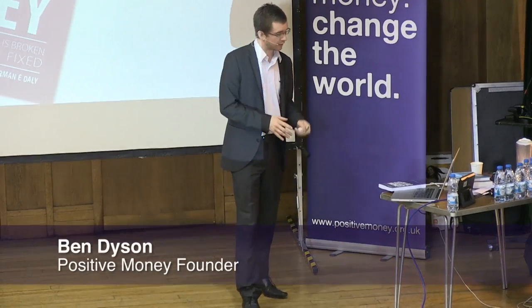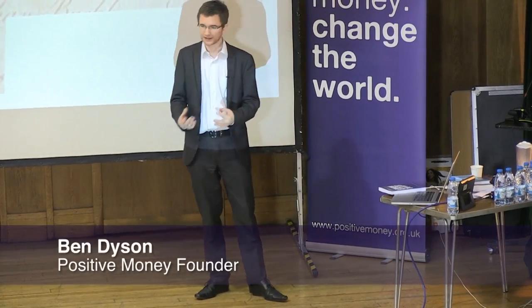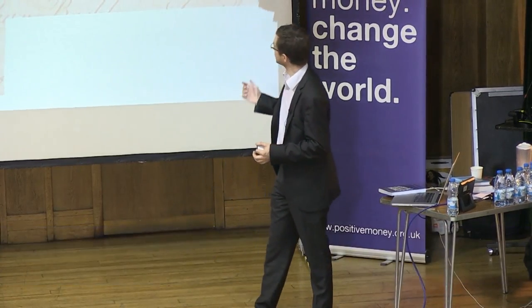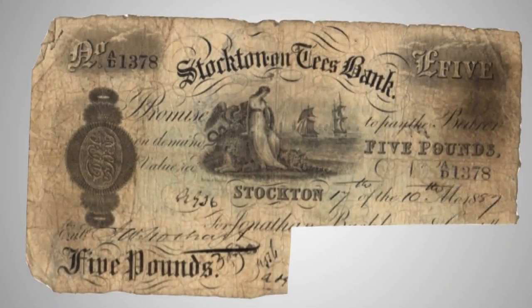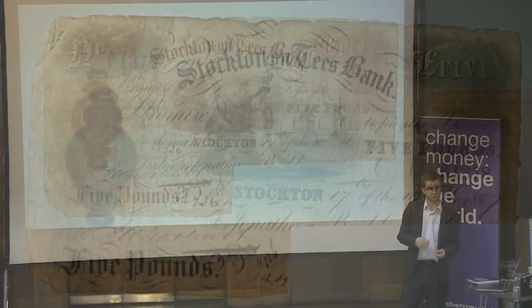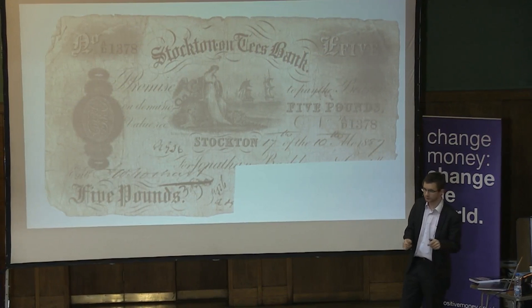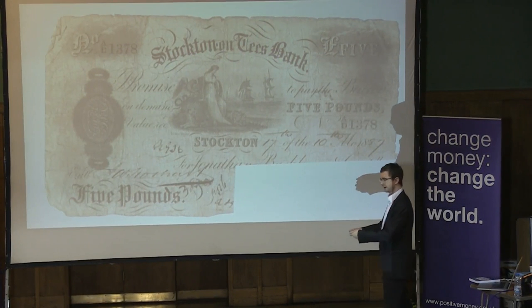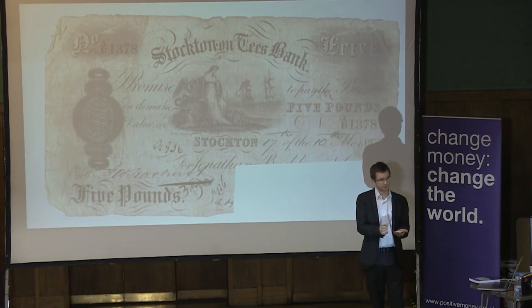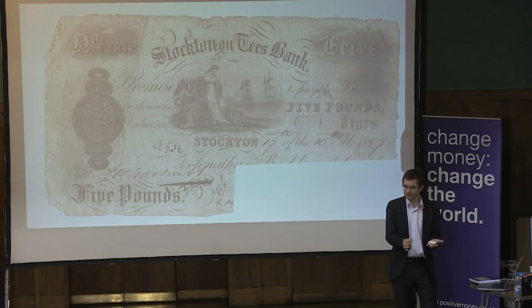So let's start at the beginning. Back in the 1800s through to the 1840s, banks at that time actually had the ability to create money. And the way they did this was through printing pieces of paper. When you put your coins into the bank, they give you a receipt. And that receipt would say you've deposited £5.